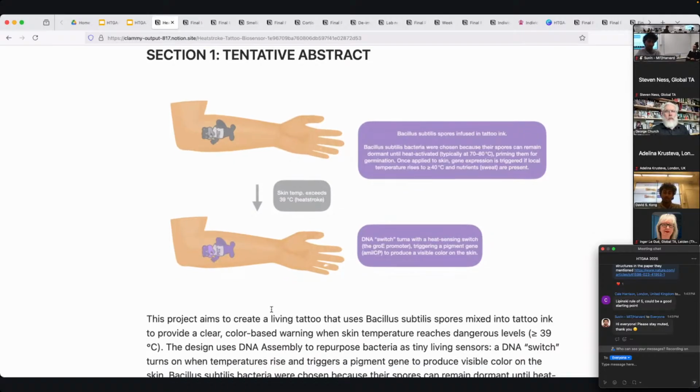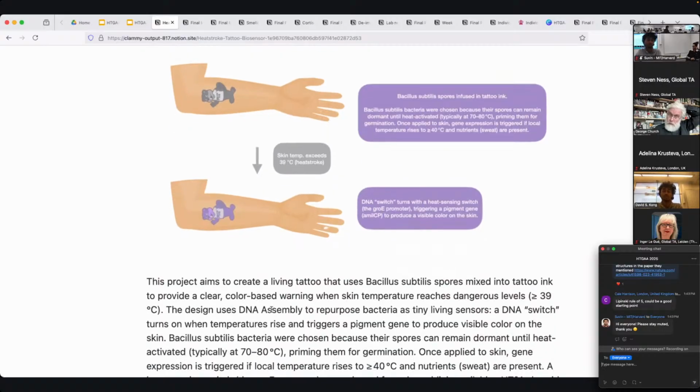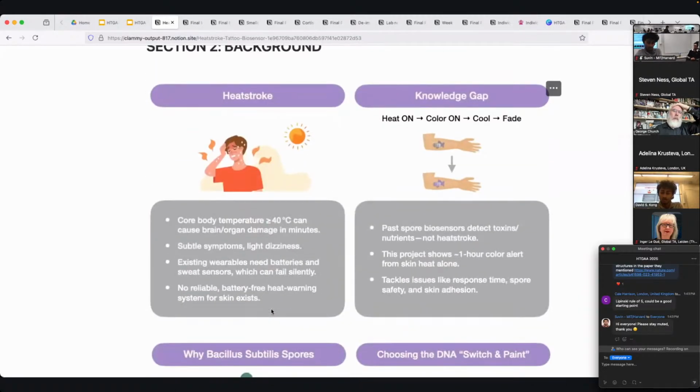So far, the design is fully digital. I use Benchling to model the DNA, and I plan to build this with Gibson assembly. And then once built, I'll insert the plasmid into Bacillus subtilis, and the resulting spores will be dried into powder for the tattoo. So some quick background, why is this important?